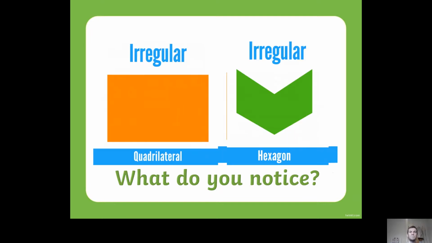Okay, let's move on. This page says irregular, and we have the same shape names. We have a quadrilateral and a hexagon. So both shapes have the same amount of sides as they did on the previous page. 4 sides for our quadrilateral, 4 vertices, and 6 sides and 6 vertices for our hexagon. But these ones are irregular. What do you notice now? Pause the video and have a chat to the person near you.